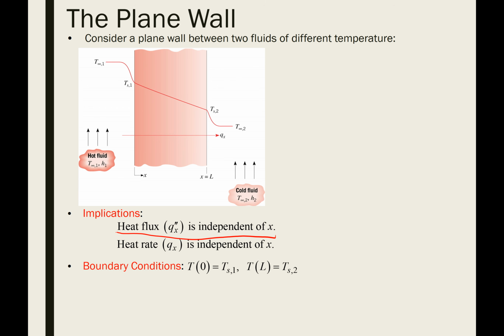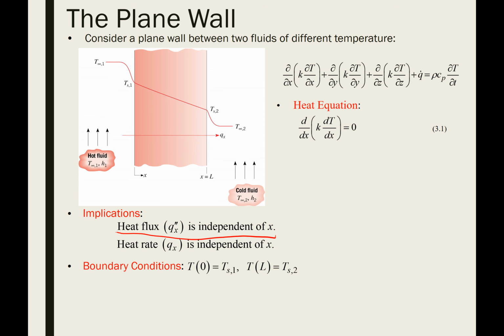Our heat rate is also independent of x because as you go through the wall, the cross-sectional area of a plane wall doesn't change. So the heat flux stays constant and the rate of heat also stays constant. So we applied these boundary conditions. I called them T1 and T2, but the book calls them TS1 and TS2. It doesn't really matter. We got there by simplifying the heat equation down to that reduced form, and we ended up with a temperature distribution, when you have constant thermal conductivity, that looks like this.